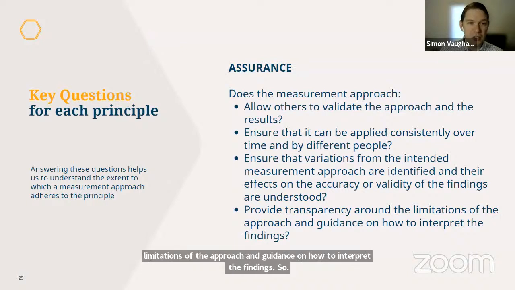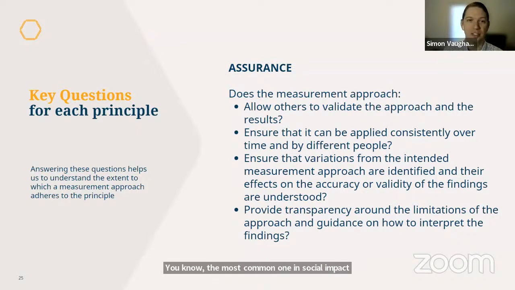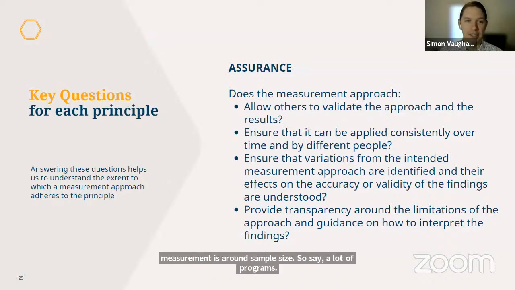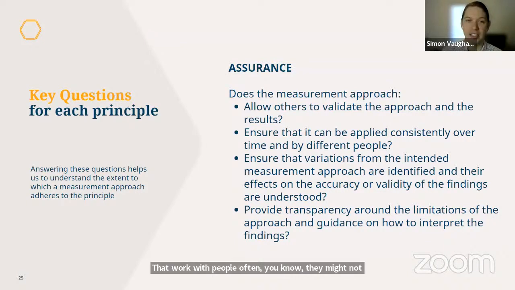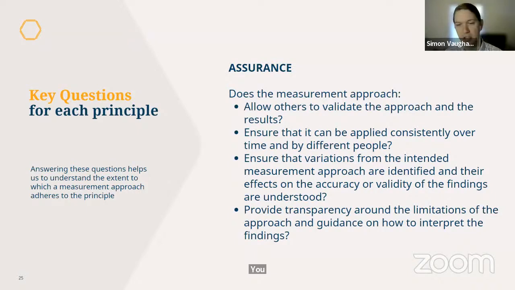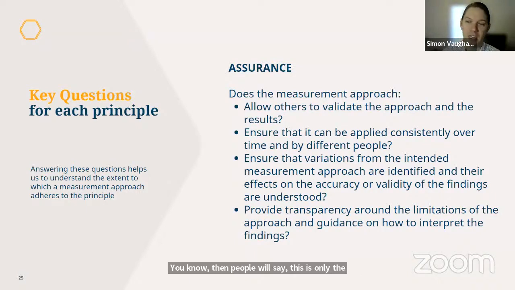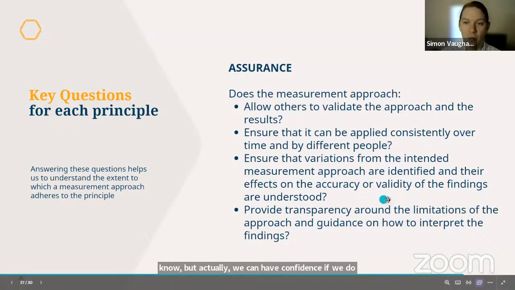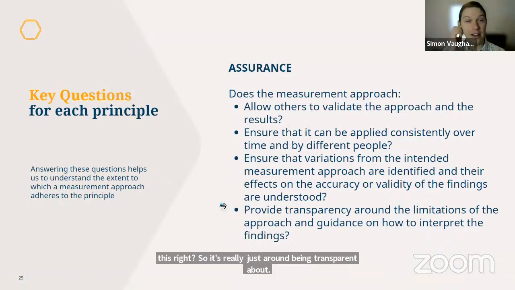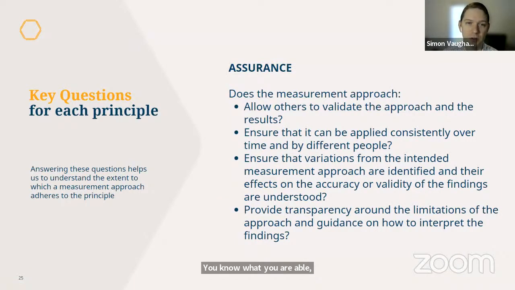The most common one in social impact measurement is around sample size. A lot of programs that work with people often might not have big numbers. Like we work with a youth mentoring organization where they've got 10 people that go through their program. And so then people will say, oh, this is only the opinions of 10 people. What does it really mean? But actually, we can have confidence if we do this right. So it's really just around being transparent about the confidence you are able to have in the findings and what is possible.